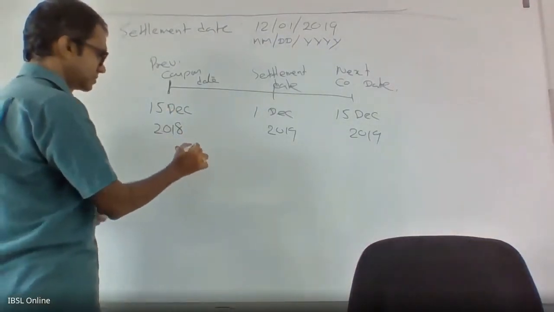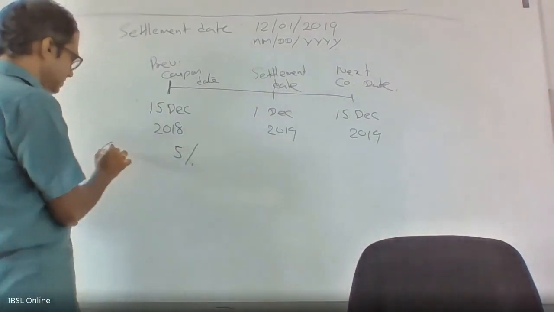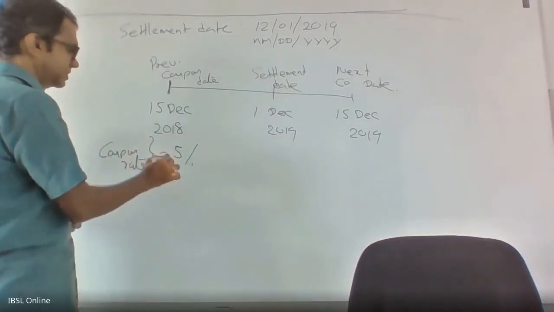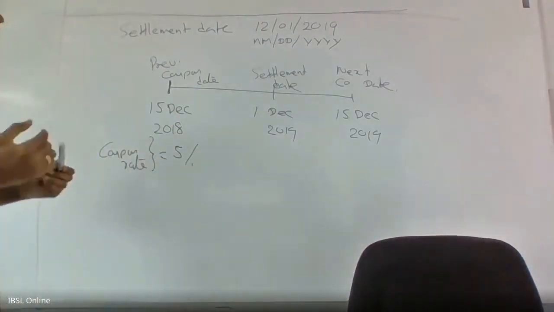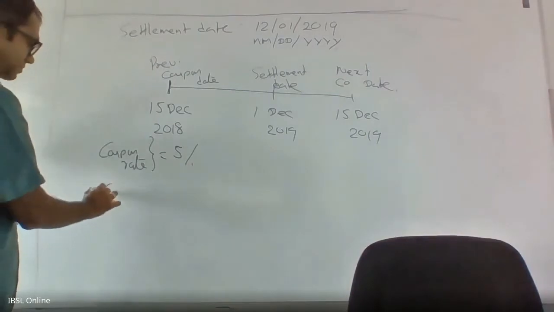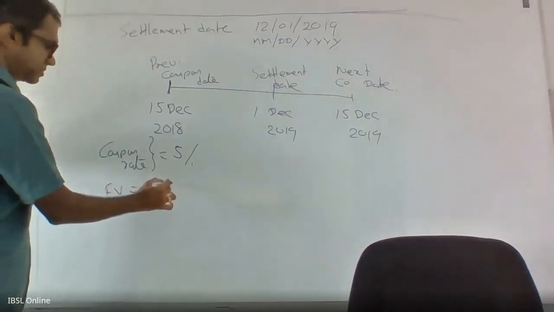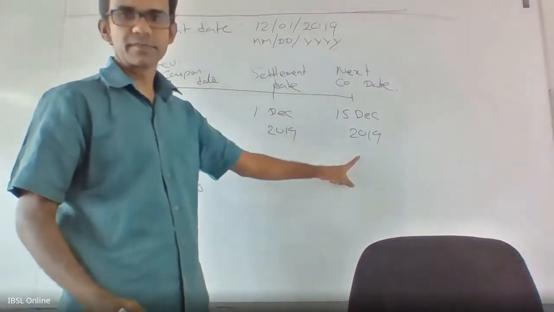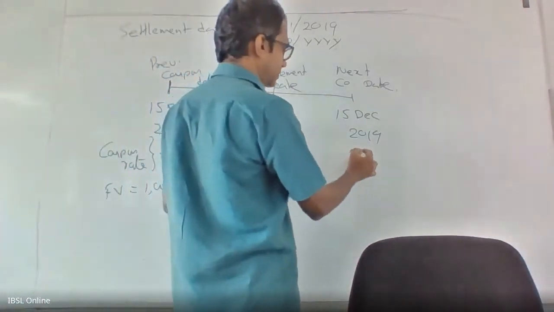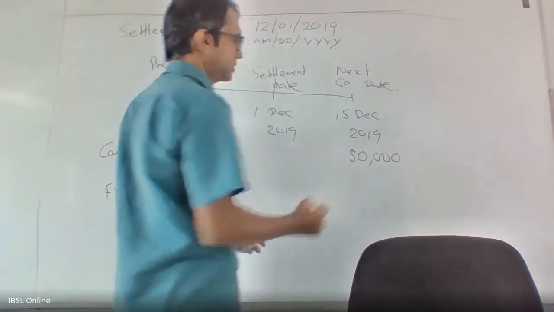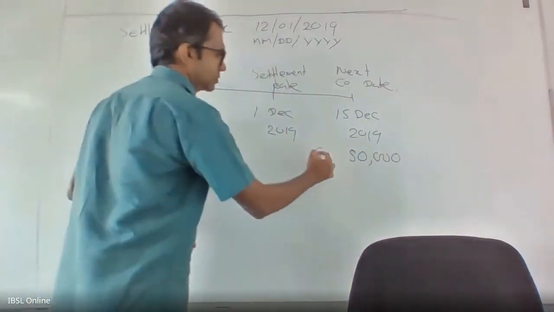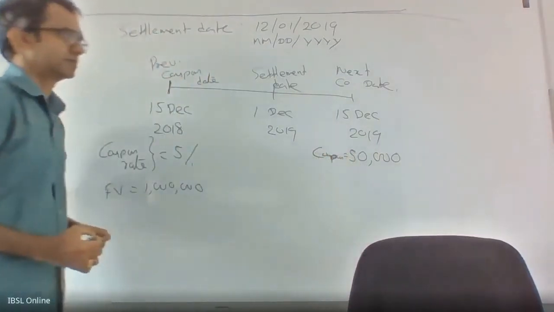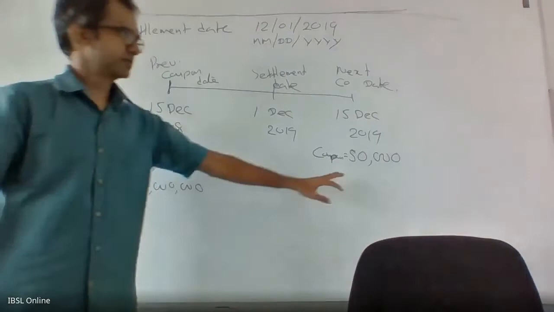5% coupon rate. In our example, it is a 5% coupon rate. Face value 1 million. What is the coupon that we expect here? Calculate, it is 50,000. Coupon is 50,000 on this day.